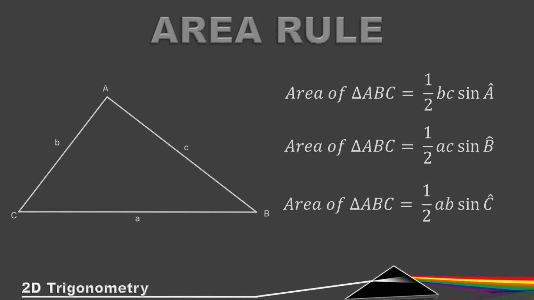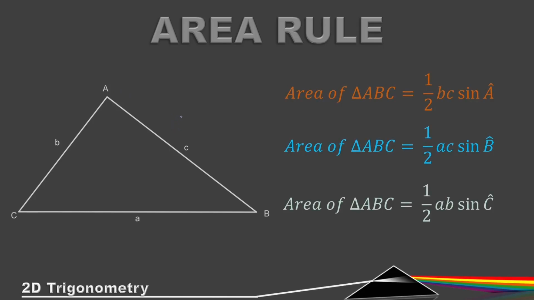And what makes the area rule quite useful is that you don't actually need a perpendicular height. You can just work with two sides with its included angle. That's important. So you need two sides and its included angle. Then you can find the area of any triangle, whether it's right angled or not, or whether you have a perpendicular height. Now we can apply one of the three formulas. So if you have, for example, A and B, then you're going to use half AB times sine of C, and then the same applies for the other two angles.